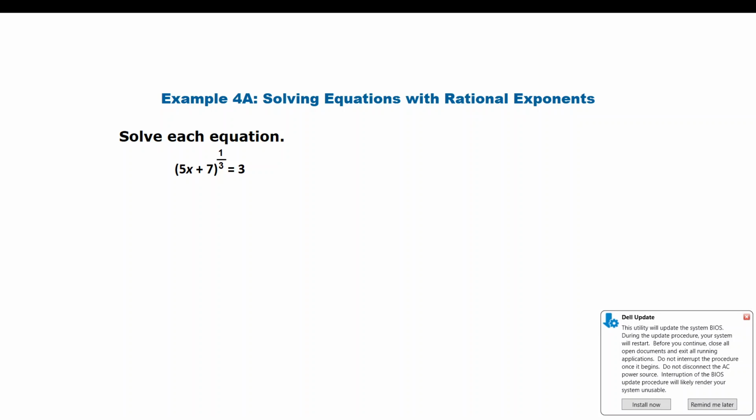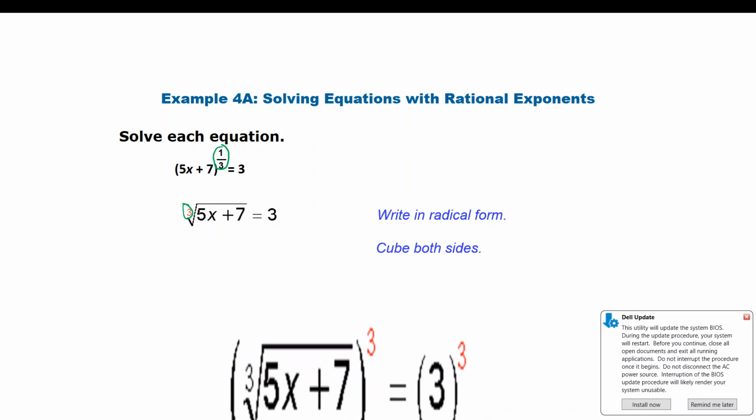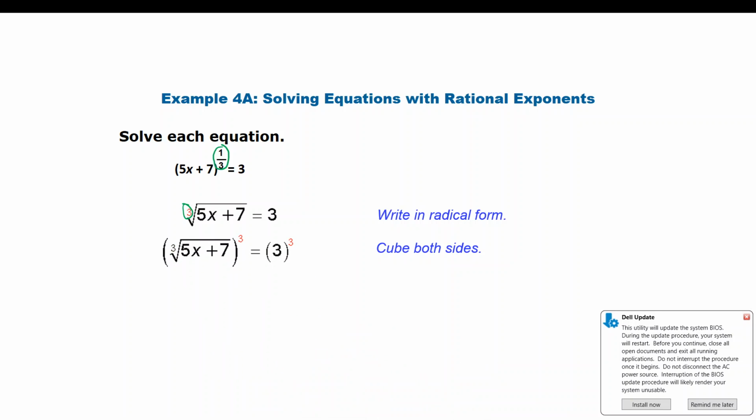Okay, so let's solve this problem together. Notice that this time what I have is this is to the 1/3 power. So remember, that's just the same as rewriting in radical form like this, the cube root of 5x plus 7. All right, so once I've done that, now you could probably see, notice my index is 3, so if I cube both sides, I'm going to end up getting rid of that radical, and I just have to change my 3 to the 3rd power now.